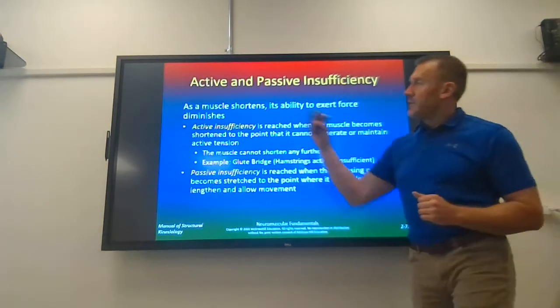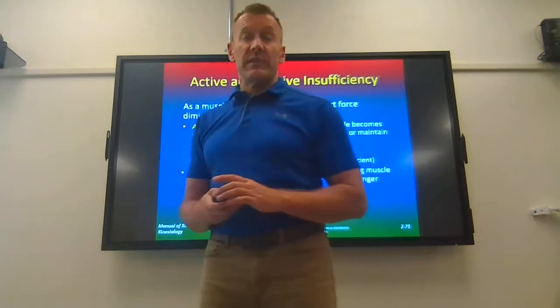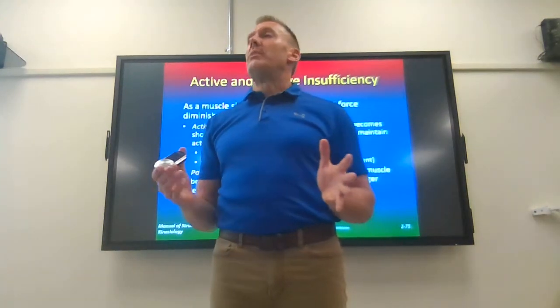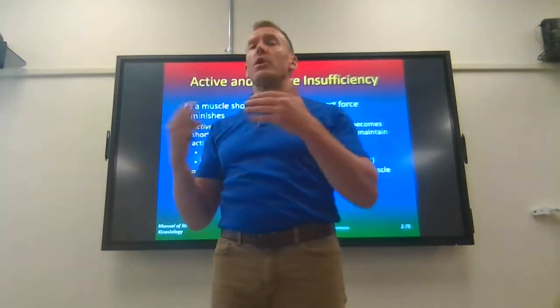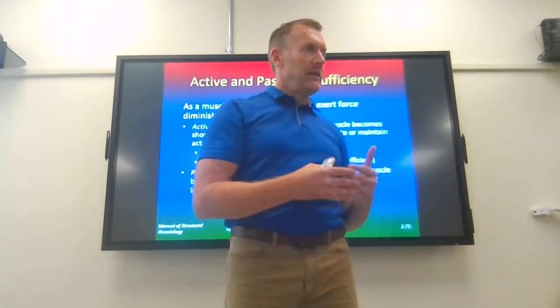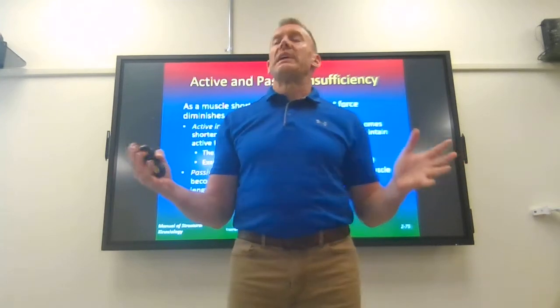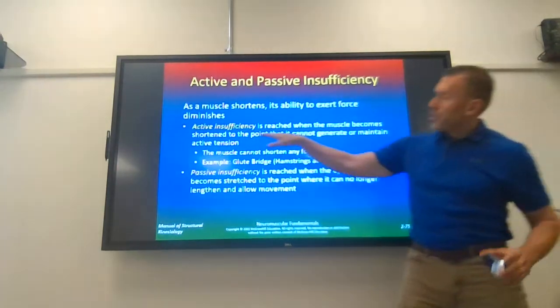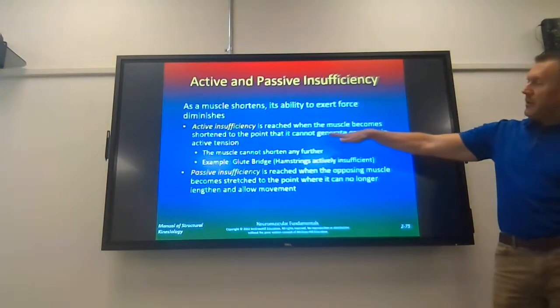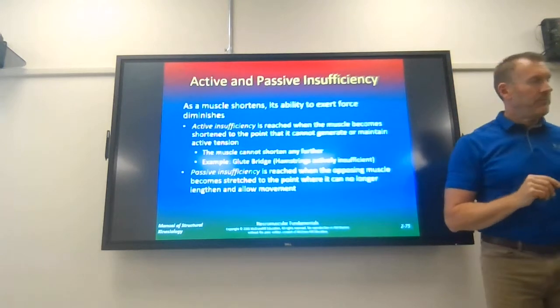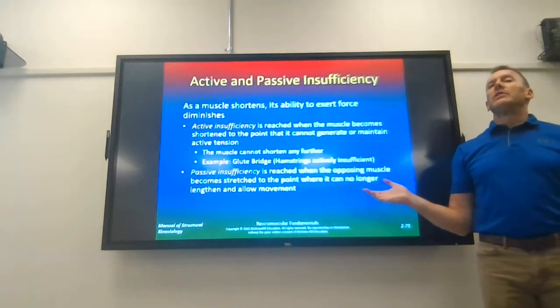So that brings us to this principle of active insufficiency. Active insufficiency is when a muscle reaches a point where it's so shortened or contracted that it can't produce any additional force. When a muscle becomes shortened to the point that it cannot generate or maintain active tension. So this can be a good thing in some ways.